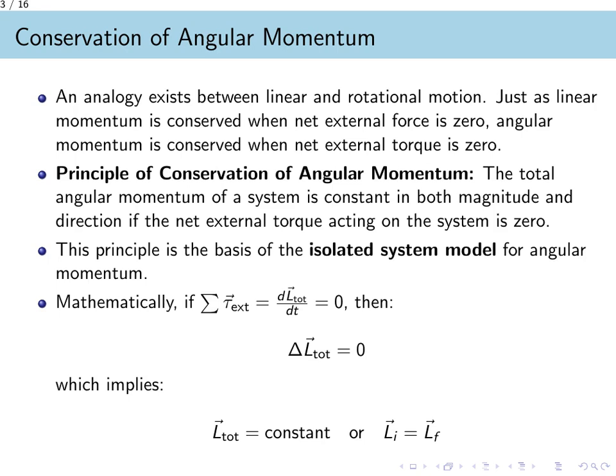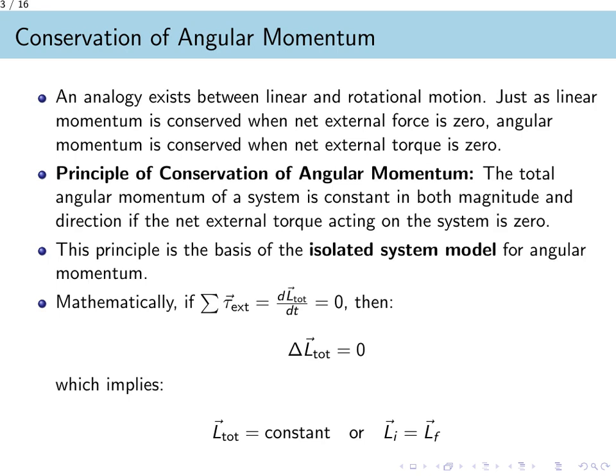The principle states that the total angular momentum of a system remains constant in both magnitude and direction if the net external torque acting on the system is zero. This situation describes an isolated system from a rotational perspective. This idea comes directly from our previous equation, which defines net external torque as the rate of change of total angular momentum. If the torque is zero, then the angular momentum cannot change over time.